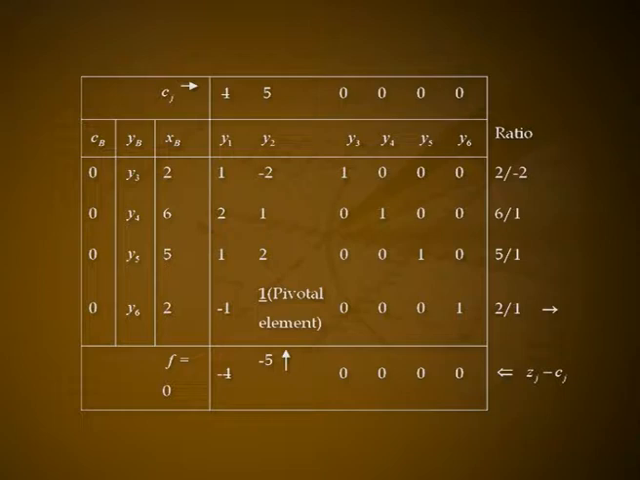To identify the variable to be removed, we find the ratio xbi by yir for yir greater than 0 for i equal to 1, 2, etc., m. The basic variable corresponds to the least ratio is to be removed. In our problem with the initial basic variables x3, x4, x5 and x6, the first iteration table is. Since there are some negative net evaluations, the current solution is not optimum.